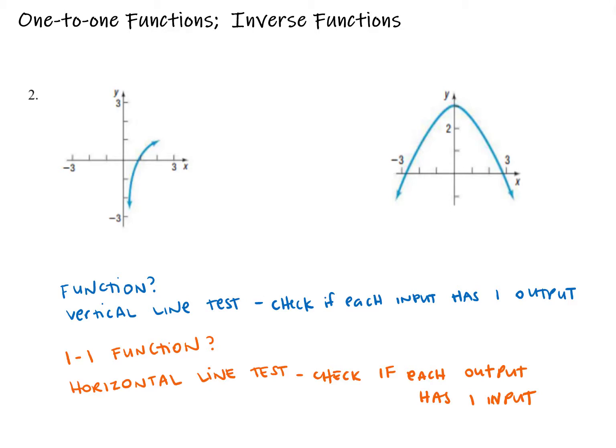So when I look at the first example, it passes the horizontal line test because each horizontal line only intersects the graph once. So that would be a one-to-one function. But when I look at the second example, I can draw one line and I can tell you that this horizontal line intersects this graph twice. So this graph is not a one-to-one function. So that horizontal line test is an easy visual way to determine if a graph is one-to-one or not.